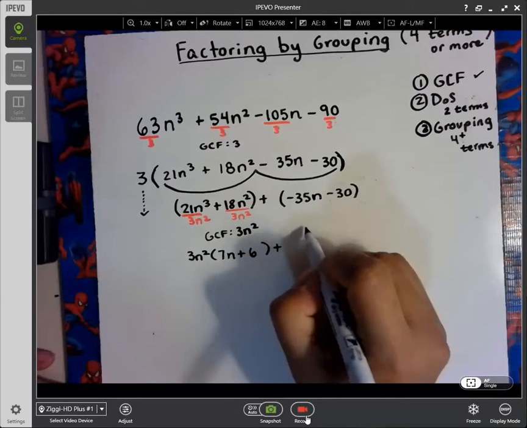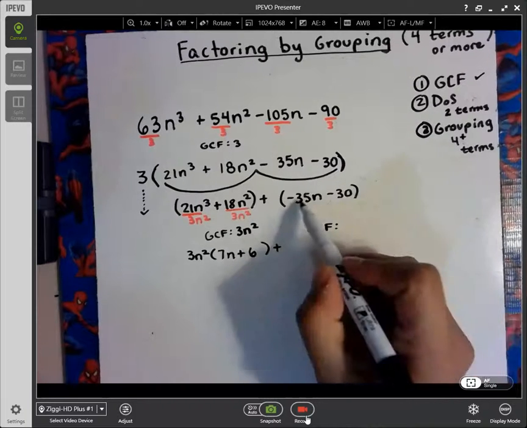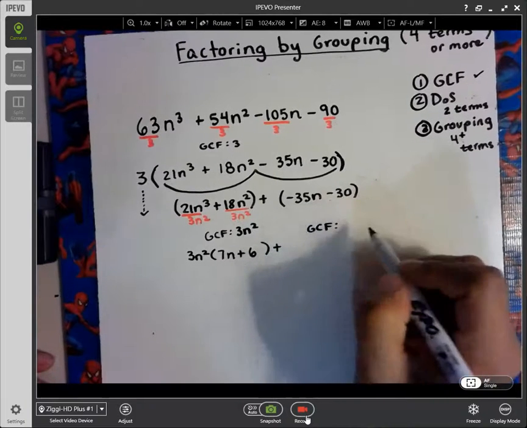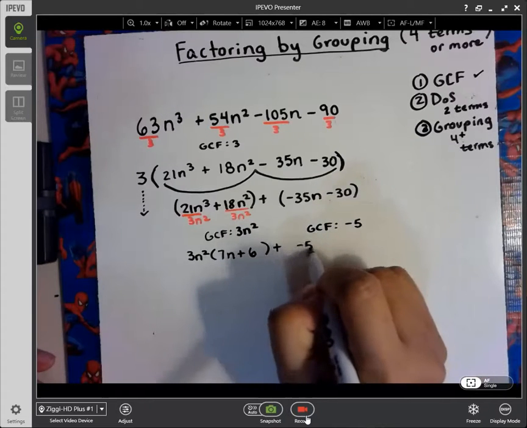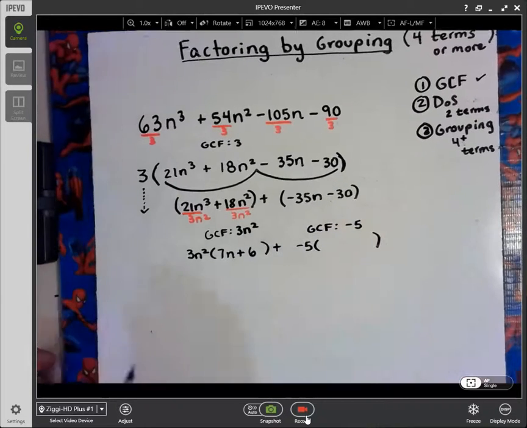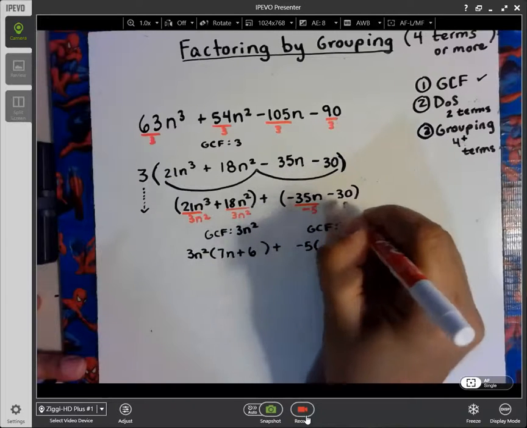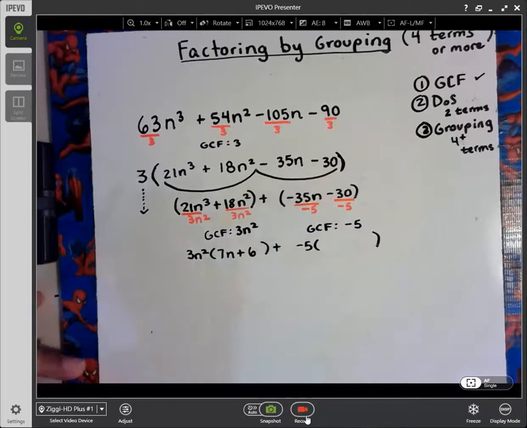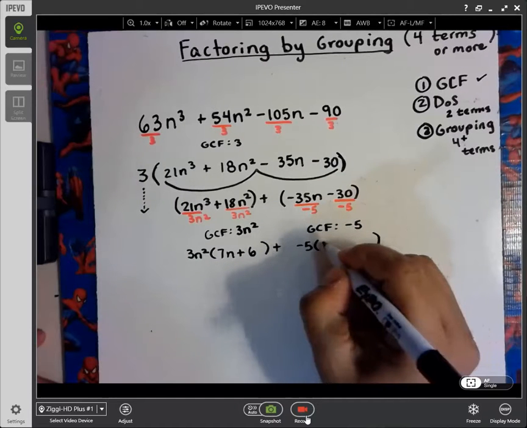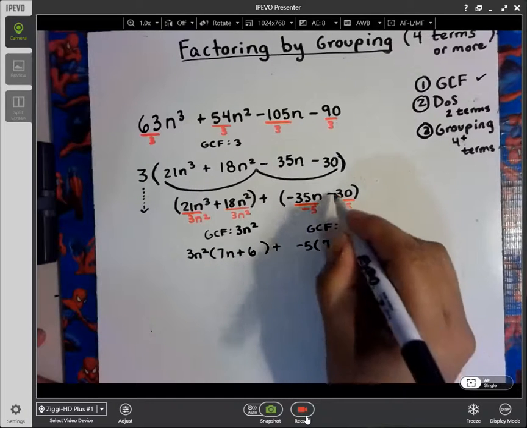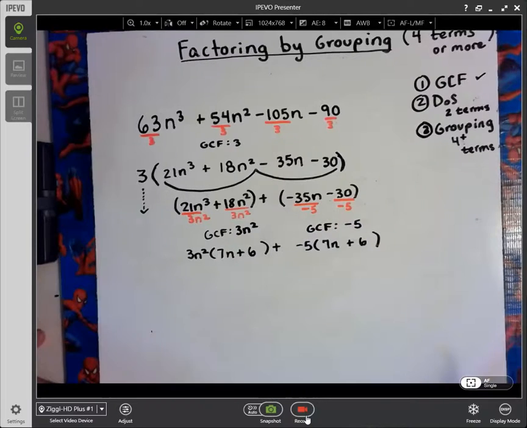Now we need to factor this one. So you've got to look for the GCF. And between negative 35 and negative 30, I think it's going to be negative 5. And so you write negative 5 on the outside. And that means each of your terms needs to be divided by negative 5. And negative 35 over negative 5 is a positive 7. Negative 30 over negative 5 is a positive 6.